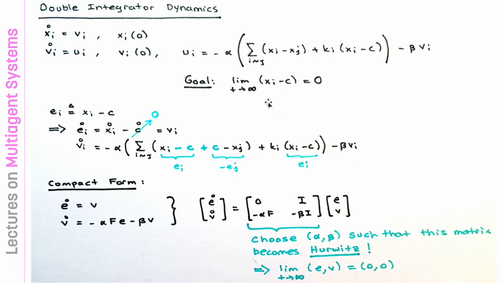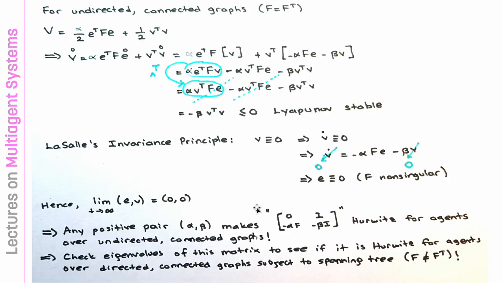So, okay, punchline: even if you have undirected or directed graphs, as long as you make this matrix Hurwitz, you are good to go. I have some good news for the case of undirected and connected graphs, when F becomes F transpose. You can choose this Lyapunov function candidate, alpha over 2 e transpose F e. You can use F here since F is positive definite and symmetric. For an undirected graph it is symmetric, but it is not necessarily symmetric for directed graphs. So we may or may not use this for directed graphs subject to a spanning tree. So this analysis is only for undirected connected graphs.